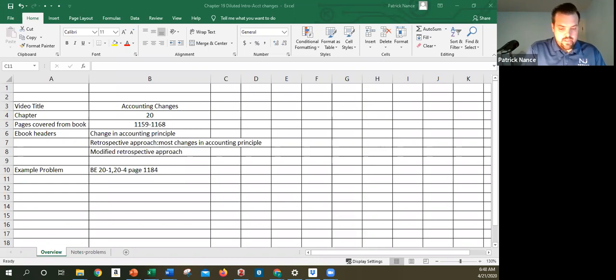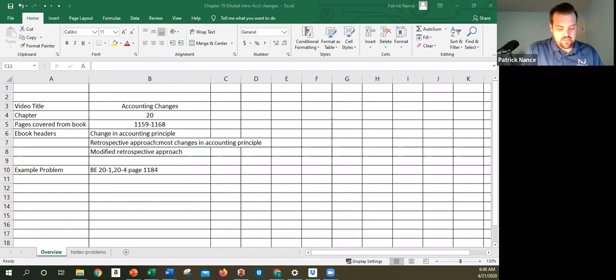So the different approaches that we can use, and we'll talk about all three of them in this chapter. The first is a retrospective approach. A retrospective approach offers consistency and comparability because we reflect the changes not only in our current financial statements, but in our historical financial statements. Most of the time this is done through retained earnings. It just kind of depends.